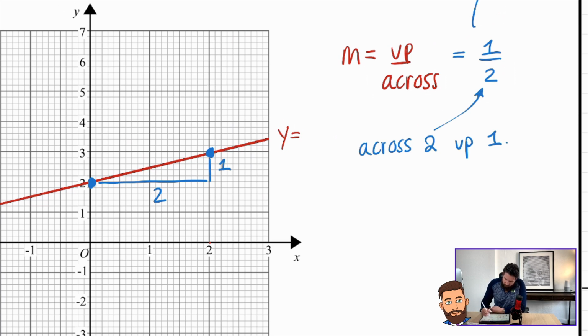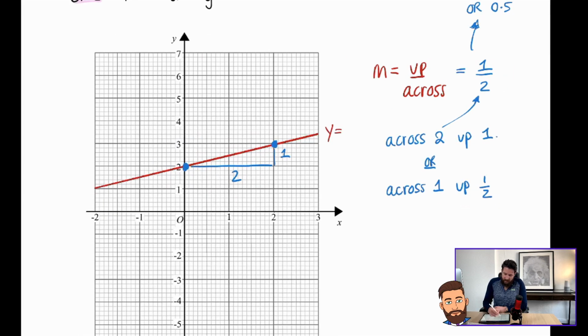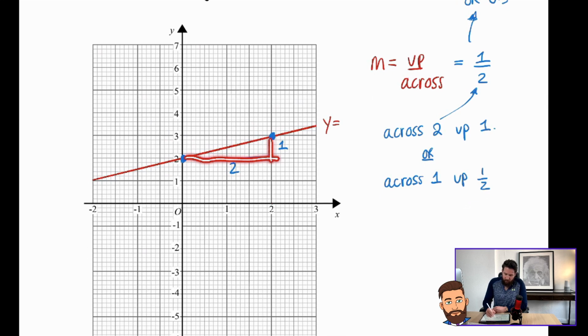Or it could mean every time you go across 1, you go up a half. Now it's much easier to just use the fraction and say, right, the bottom's 2, so that's across 2, the top is 1, so that's up 1. And you can see here, that's how we got it, across 2, up 1, across 2, up 1, across 2, up 1. Okay, so do not be scared of fractional gradients.